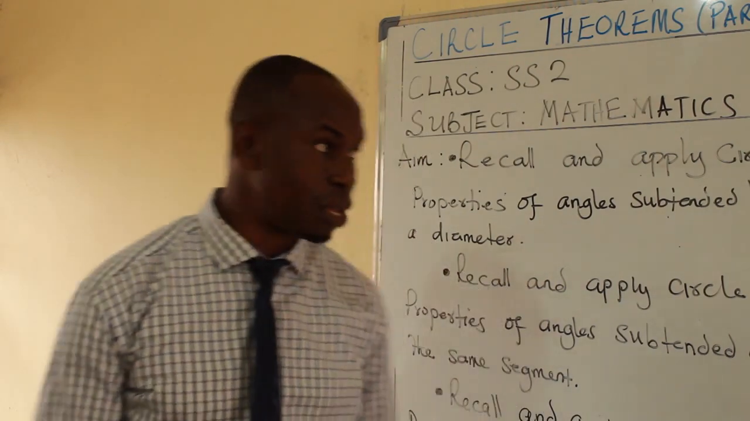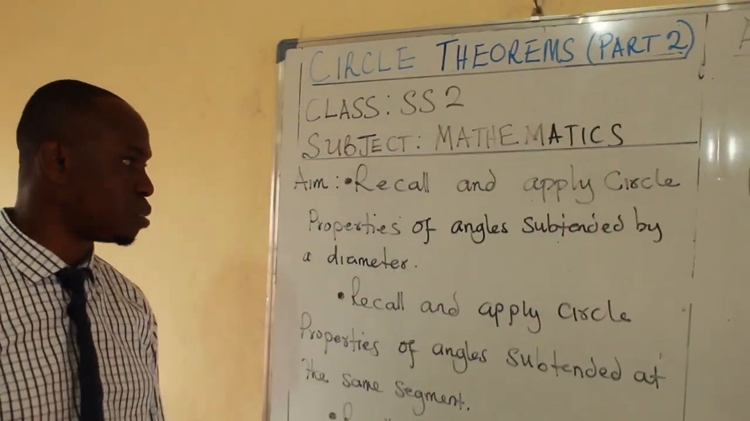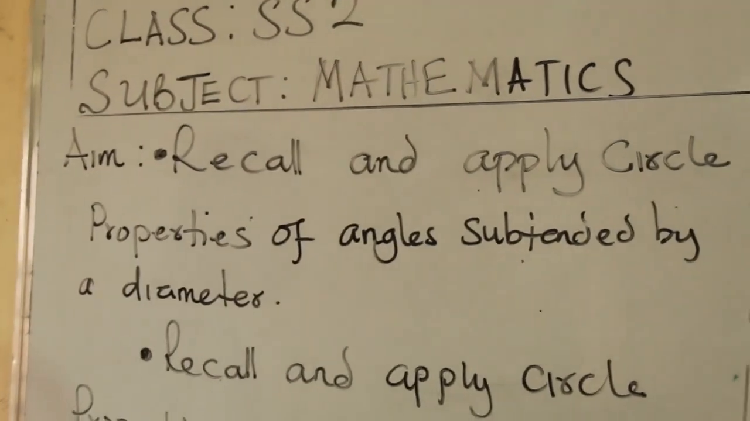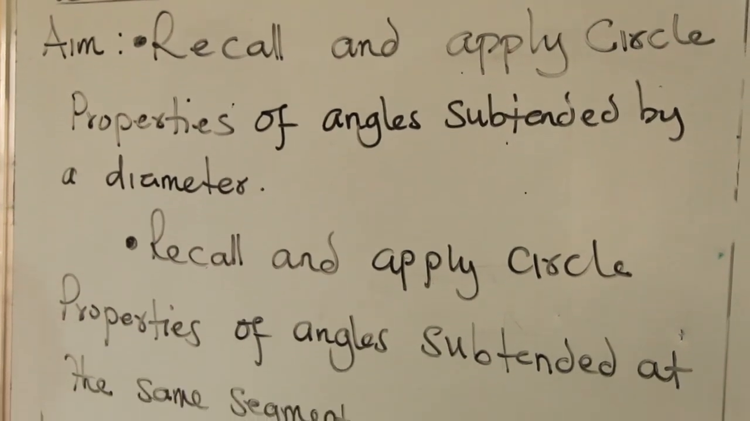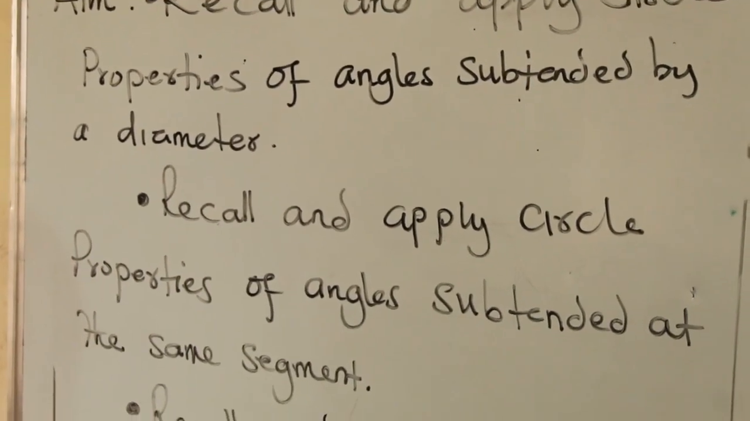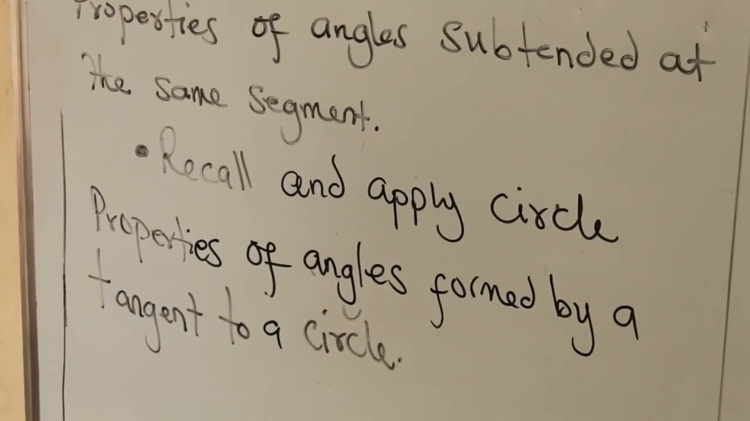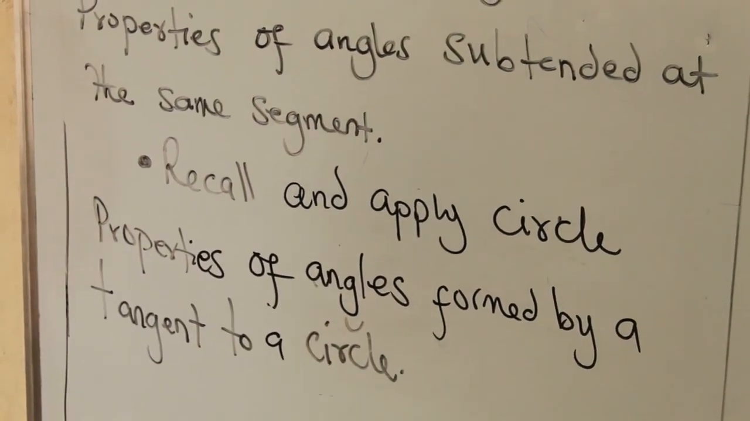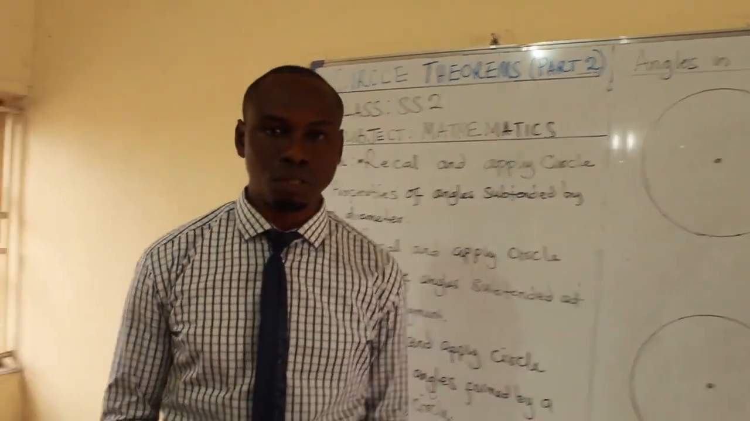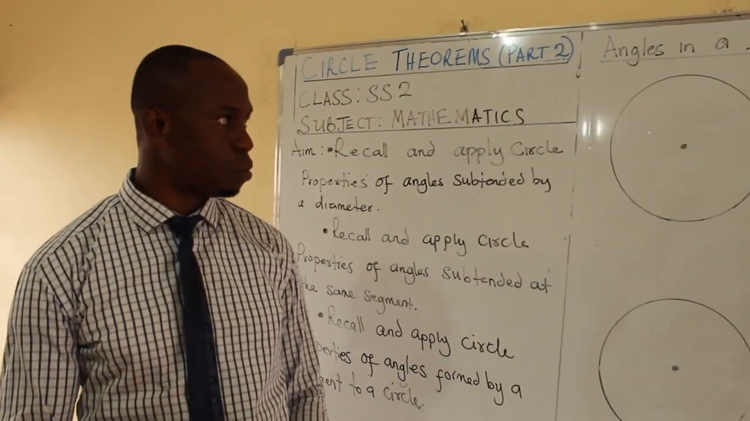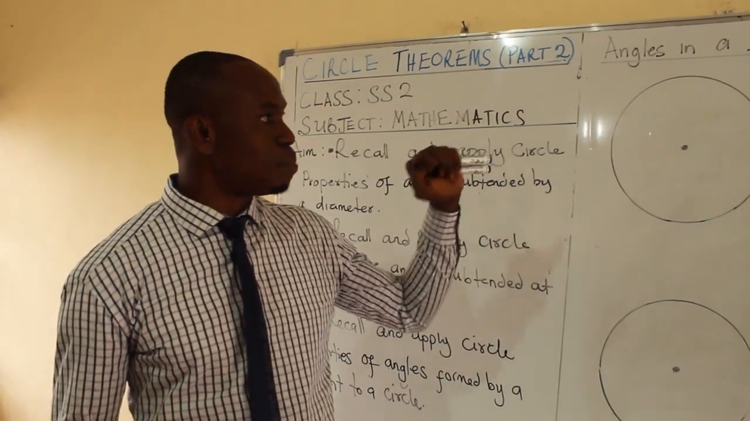My aim, remember, is to always make you recall and apply circle properties of angles subtended by a diameter, to make you recall and apply circle properties of angles subtended at the same segment, and recall and apply circle properties of angles formed by a tangent to a circle. In today's class, we'll be handling 3 of these circle theorems. And I have the first one here on the board, and it is angles in a semicircle.